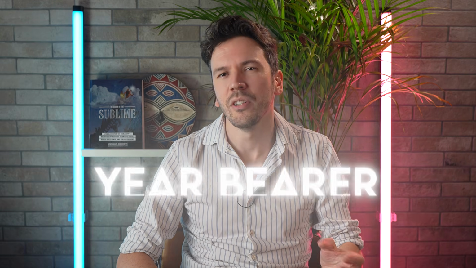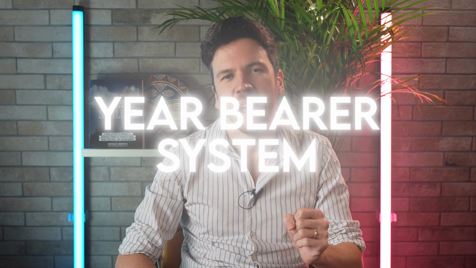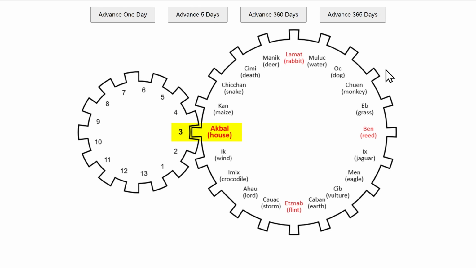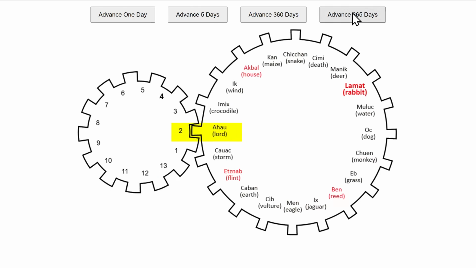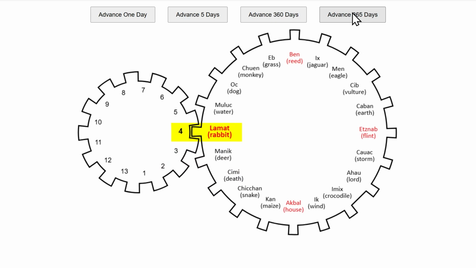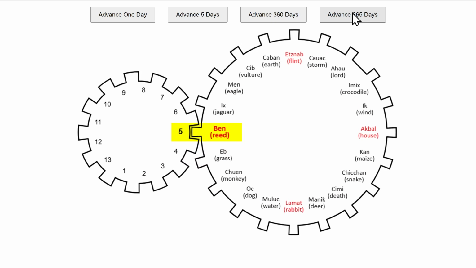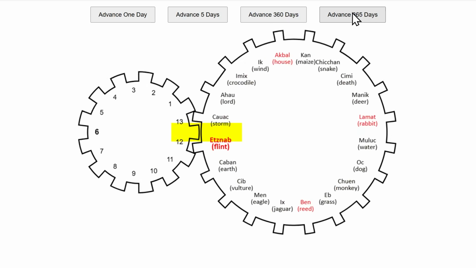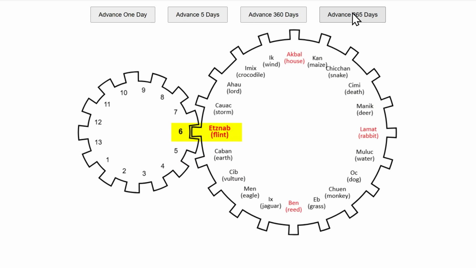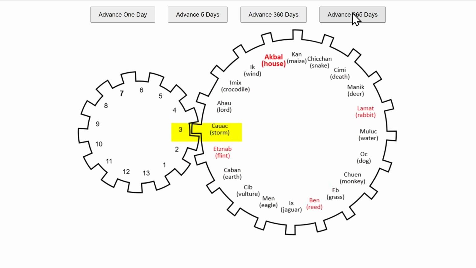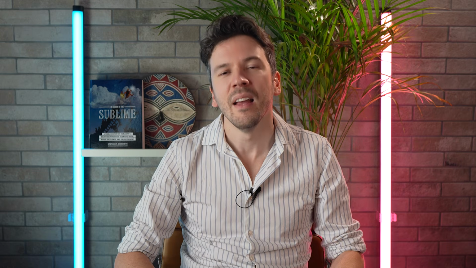There was also the so-called year-bearer system. And this works as follows. It was found that each solar year always started on just 4 day glyphs of the 260-day Tzolkin system. Namely, every solar year also started on house, rabbit, reed or flint, 4 of the 20 day glyphs. Now let's examine why this happens.